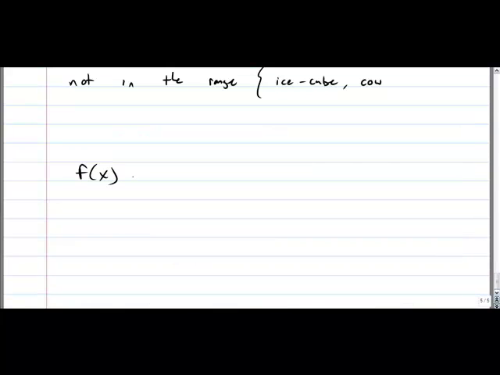f of x equals the square root of x. Domain, we're talking about inputs. Range, we're talking about outputs, right? So this is like your x's, these are your y's. These are your inputs, these are your outputs. Input and output.